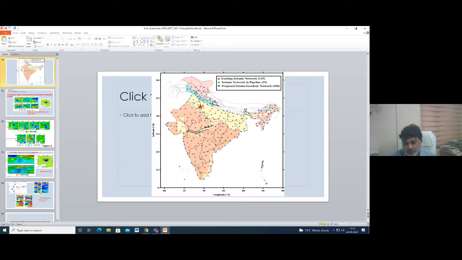Earlier it was analog instrument. Now we have changed it to digital instrument. Earlier it was manual monitoring. Now we have made it real-time VSAT monitoring. So all the data is transported from the site to our CRS, Central Receiving Center at NCS.